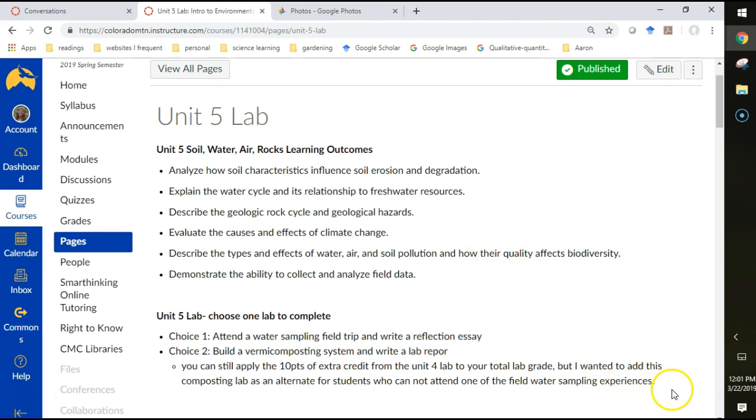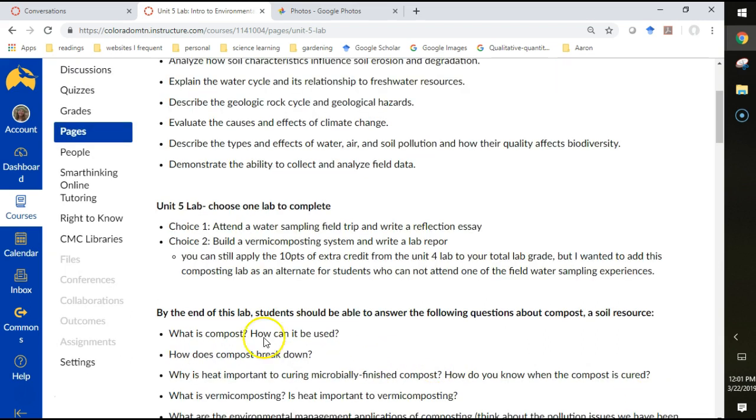So in the Unit 5 lab, we're looking at soil, water, air, rocks. We have looked at water already to some extent, so we're circling back, but the real focus here is going to be water and soil. So in Unit 5, you have two choices. You can attend a field trip, or you can build a worm bin.